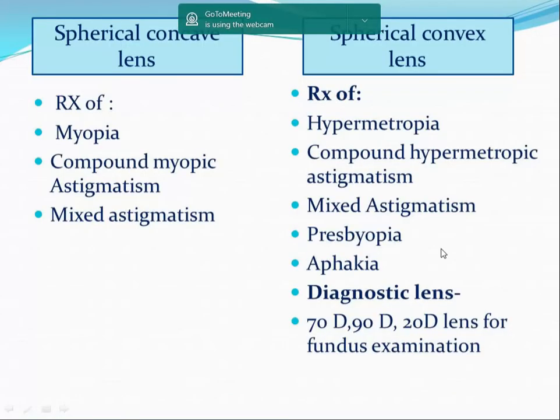Okay, so now coming to the last part of today's class. In the exam, what they will give you is just some lenses. You have to recognize what lens it is, whether it is a cylinder or a sphere, and then whether it is a spherical concave or spherical convex, or a cylindrical concave or cylindrical convex lens.